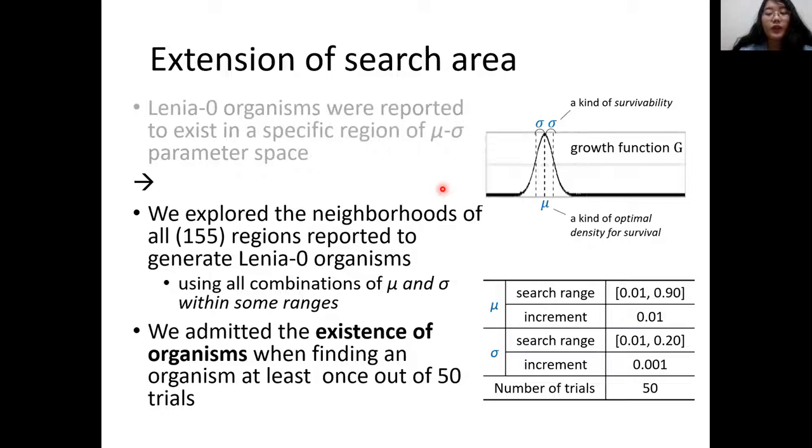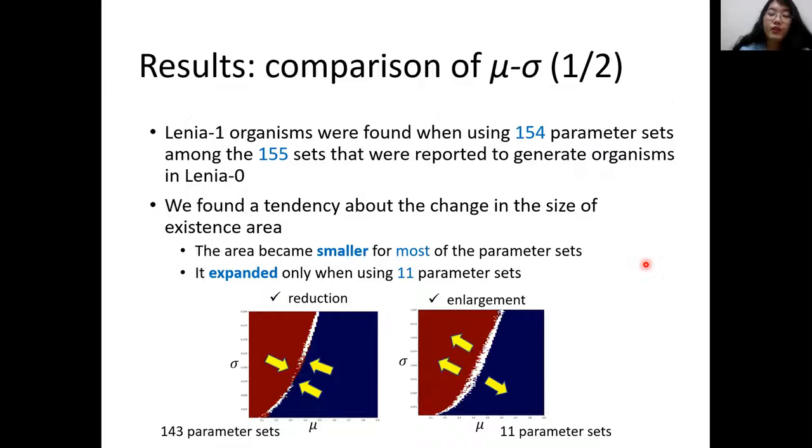So we conducted an experiment to explore the neighborhood of all regions reported to generate Lenia 0 organisms using all combinations of sigma and mu in these ranges. We performed 50 trials for each parameter set, and if we found an organism at least once out of 50 trials, we admitted the existence of the organisms. We found the organisms when using 154 parameter sets among 155 sets that were reported to generate Lenia 0 organisms. We also found a tendency about the change in the size of the existence area. The area became smaller for most of the parameter sets like this, while it expanded like this only when using 11 parameter sets.